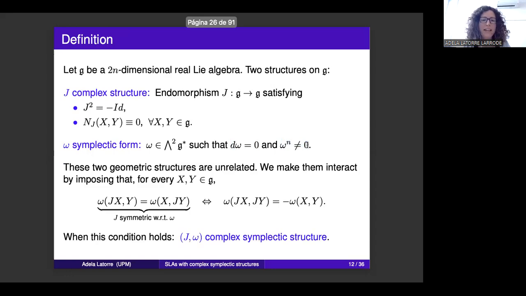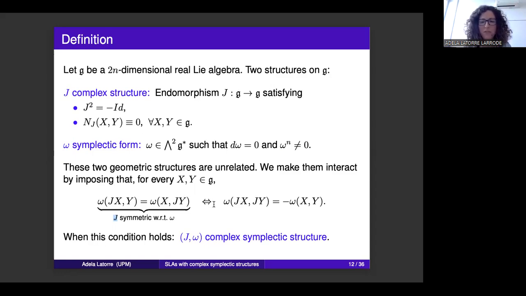Initially these two structures are unrelated. There is no relation between them. But if we want to construct a complex symplectic structure, we have to make them interact. And the interaction comes by this expression here. We will say that a pair given by a complex structure and a symplectic structure is a complex symplectic structure if the complex structure is skew-symmetric with respect to the symplectic structure.